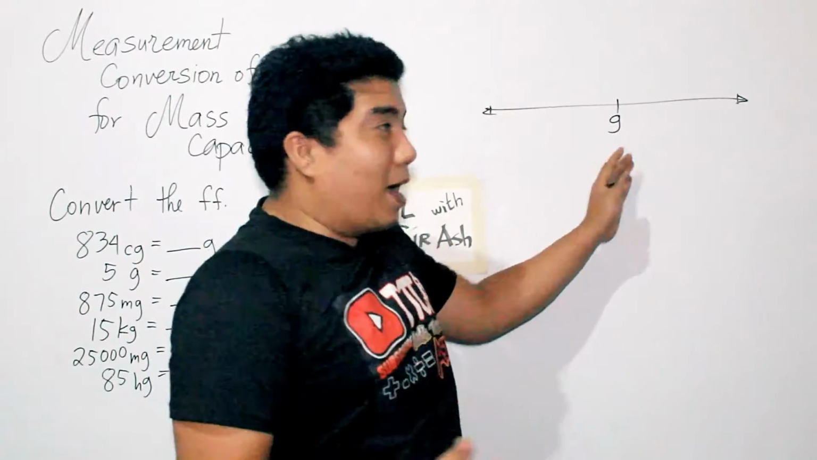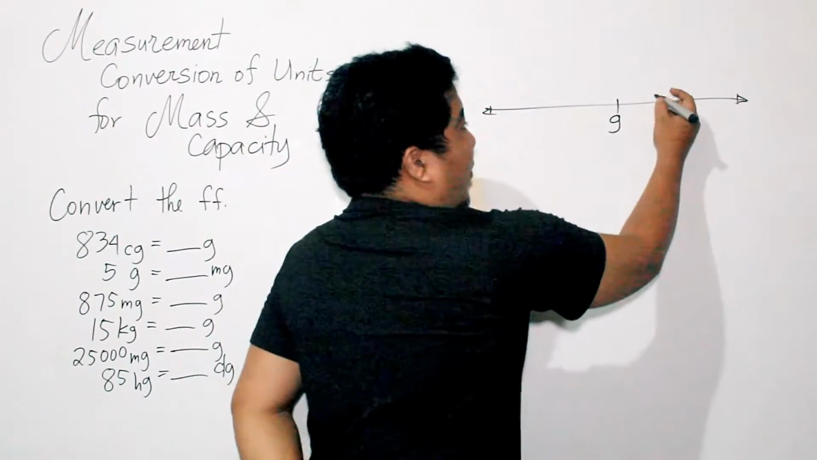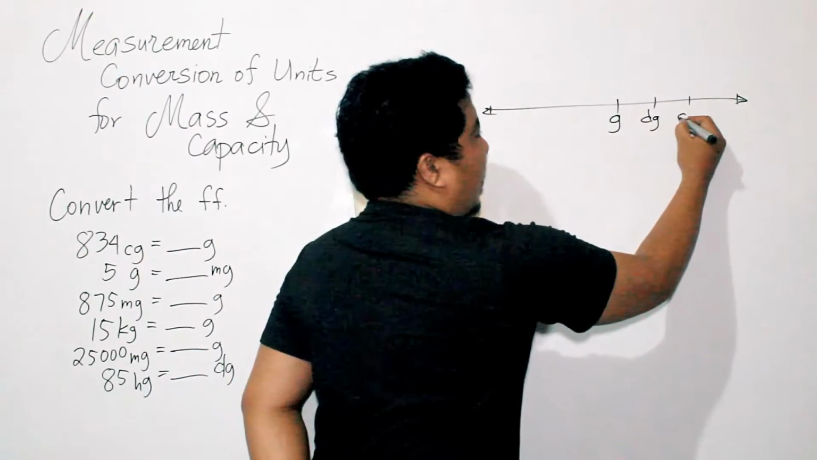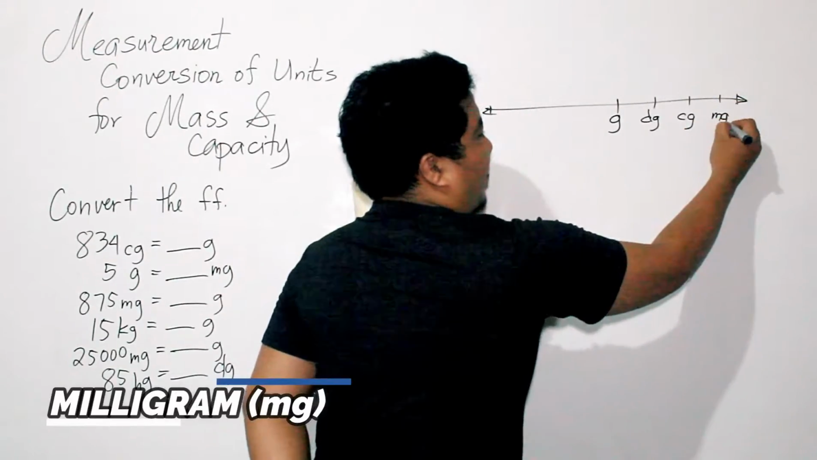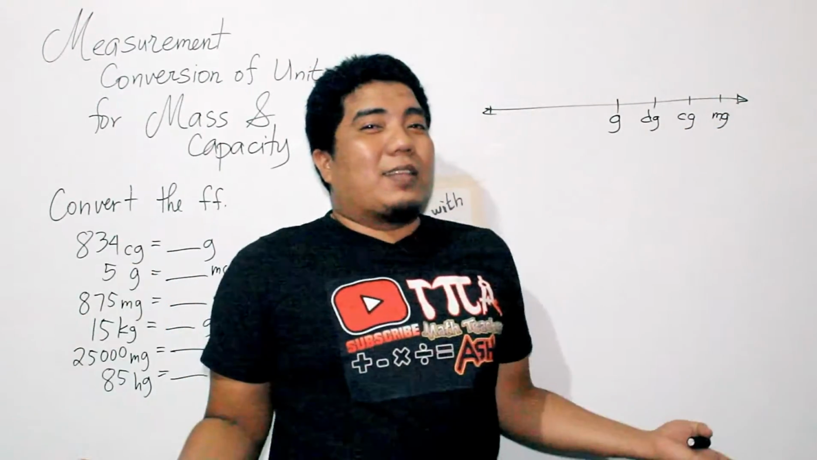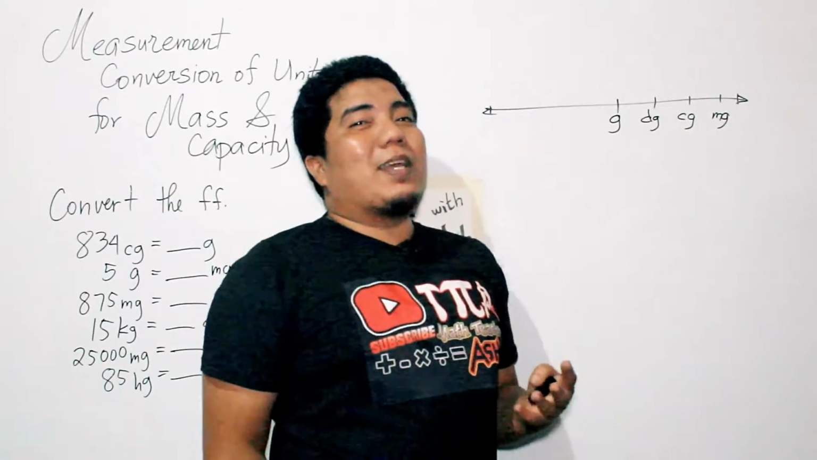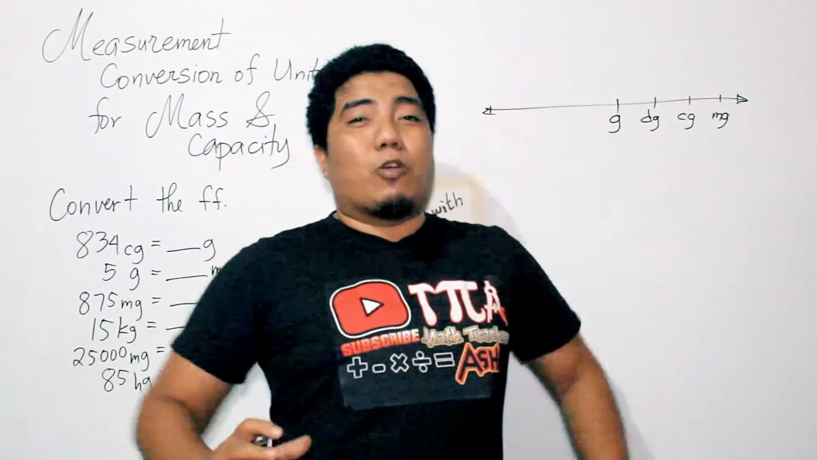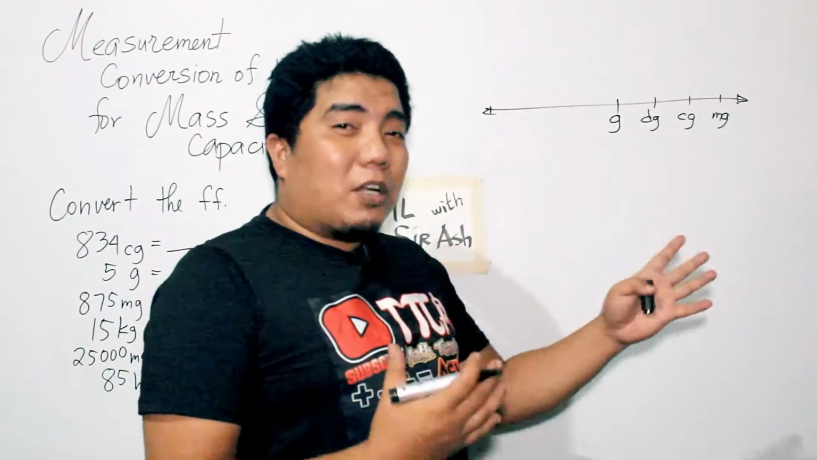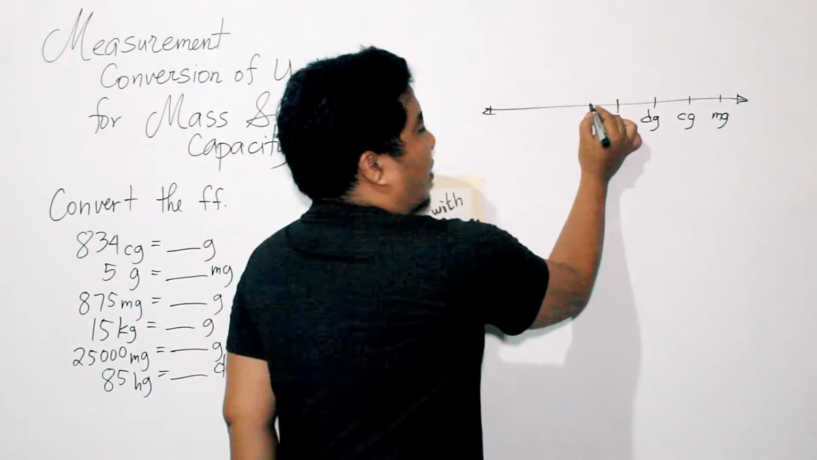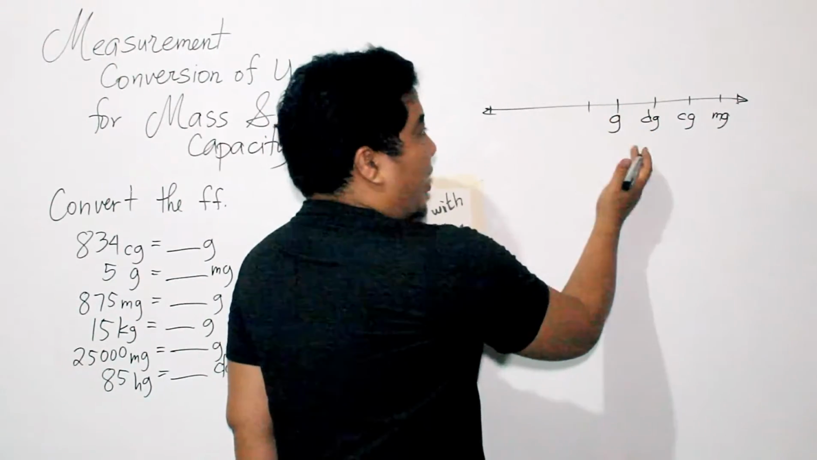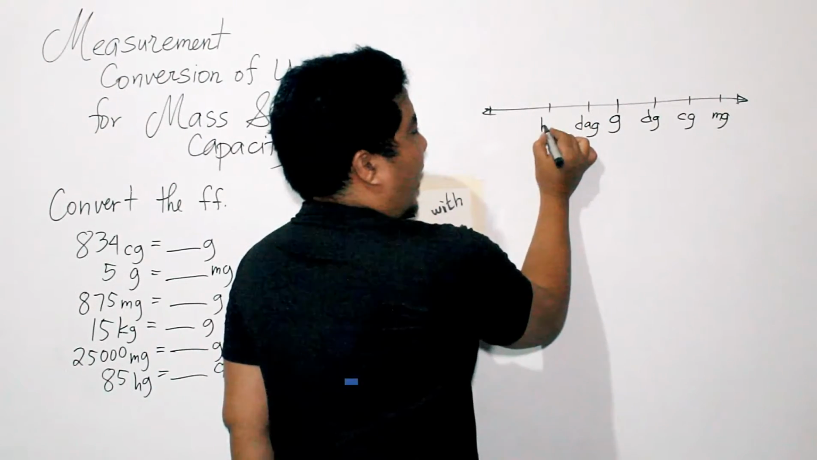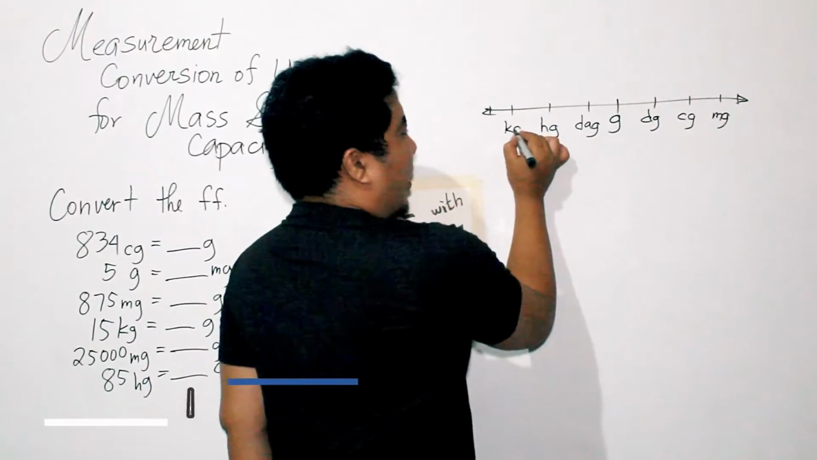So if you have the gram and you go smaller, the first unit that you will encounter is the decigram, followed by the centigram, and then the milligram. Remember, if we are talking about tablets, we encounter milligrams. If we are talking about certain commodities, we are talking about grams. But if the commodity is quite large, we could use bigger units of measurement. The first that will be encountered higher than the gram is the decagram, followed by the hectogram, and finally the kilogram.